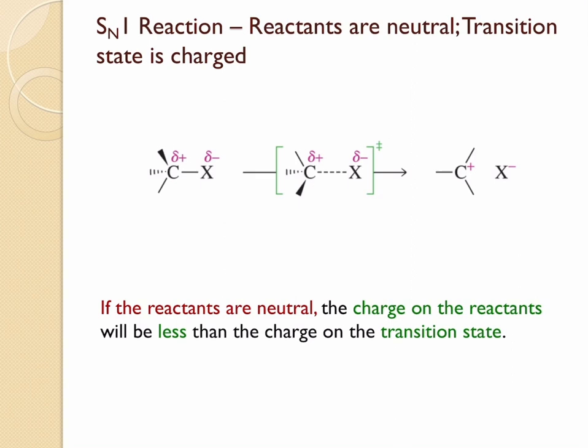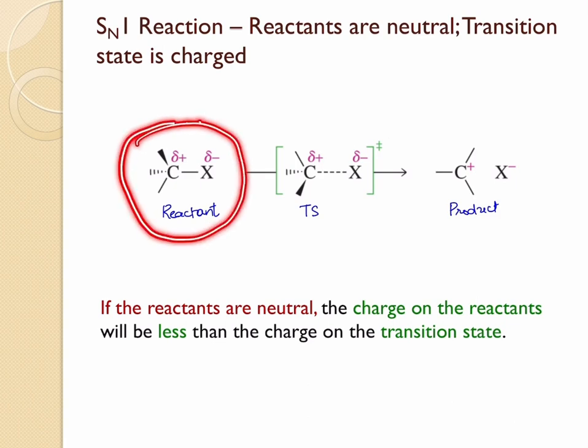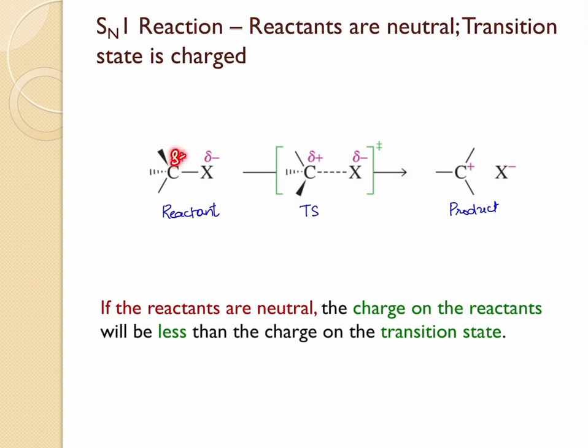Here is the first step of the SN1 reaction, where you can see that this is our reactant, this is our product, and this is the transition state. Remember, the SN1 reaction takes place in two steps, and the first step is the formation of the carbocation, and this is the rate determining step, right? The alkyl halide, which is the only reactant present in this rate determining step, is a neutral molecule which has a very small dipole moment.